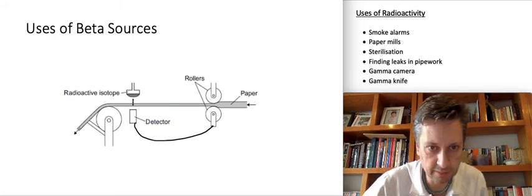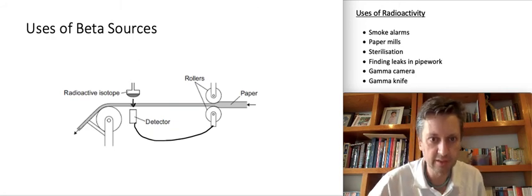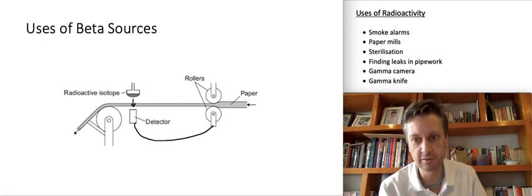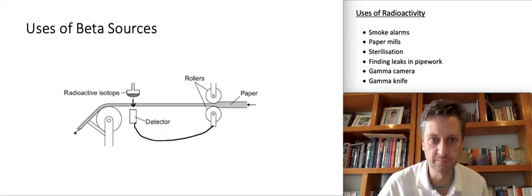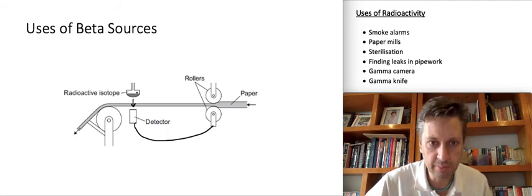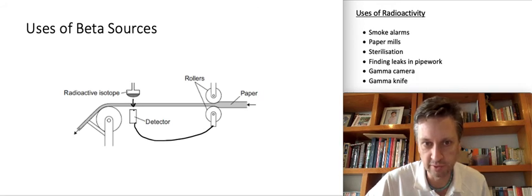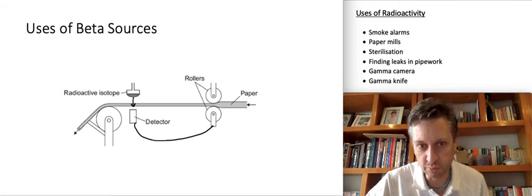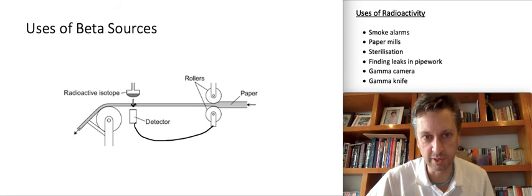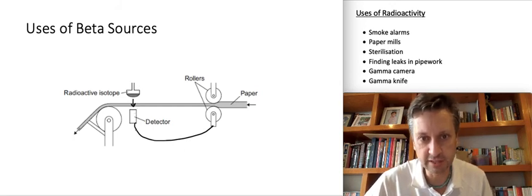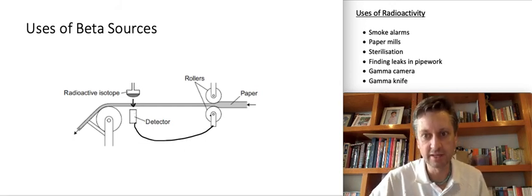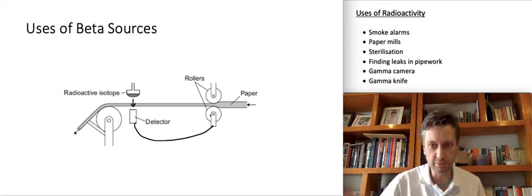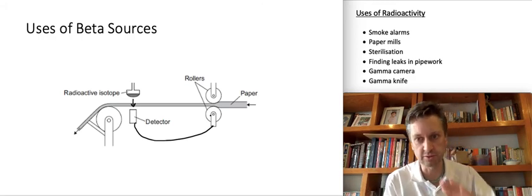Here, beta particles are being emitted. Now you know that beta particles are slightly absorbed by paper and they are absorbed by aluminium foil. So if the paper is too thick, too many beta particles will be absorbed and not enough will get through to the detector. If the paper is too thin, too many beta particles will go through the paper and hit the detector. The detector is constantly feeding back to the rollers to tell the rollers either too many particles are coming through or too few beta particles are coming through.